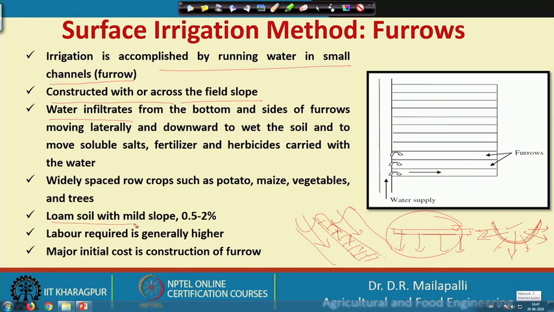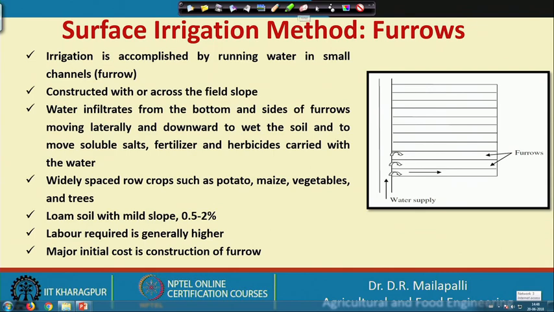Furrows suit loam soil with mild slopes, generally from 0.5 to 2%, and the labor required is generally higher, just like basin and border. The major initial cost is the construction of furrows. This is critical in the case of furrow irrigation.